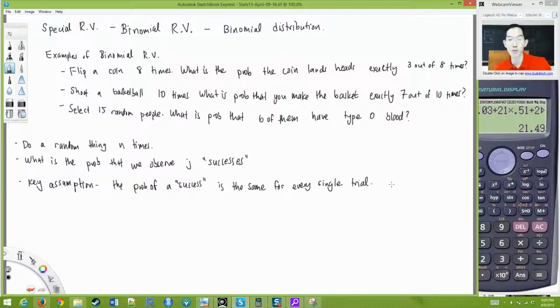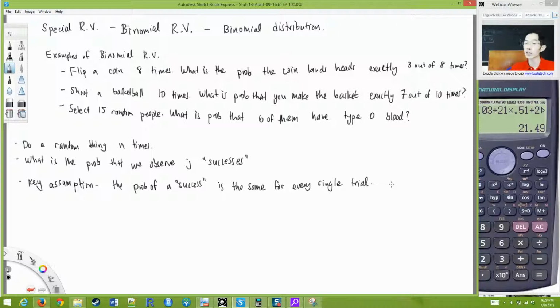So what is the probability that I would shoot exactly 7 out of 10 baskets? It's probably going to be very close to 0. The probability of a success for one single trial, whether that's high or low, doesn't really matter. The key is that the probability is the same for every single trial.